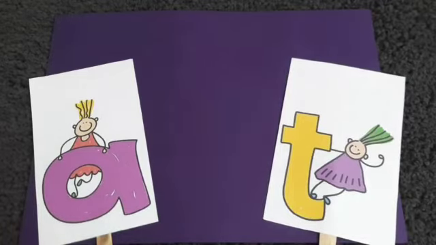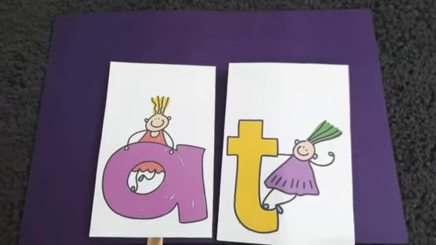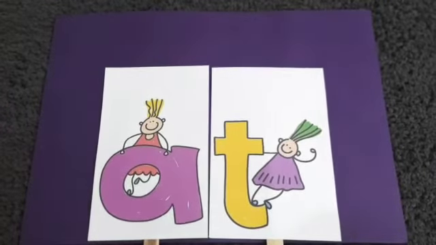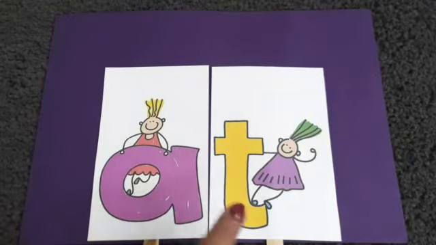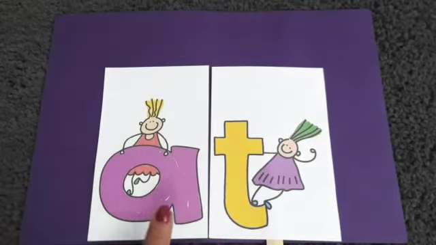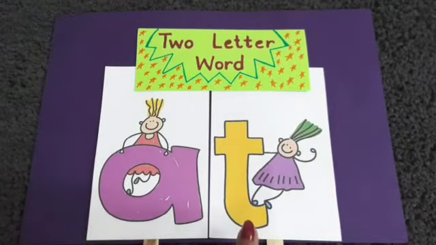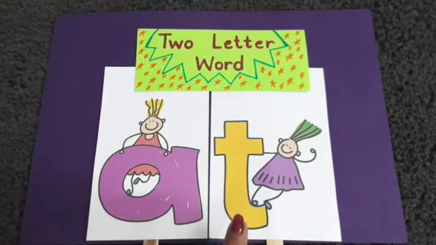So now should I tell them to come and sit next to each other? Yes. So now A and T are sitting next to each other. Now let us read. What do we get? It is A, T, at. So what have we made? We have made a two-letter word, and that is A, T, at. Which two-letter word we have made? We have made a, t, at. Right? Very good, children.